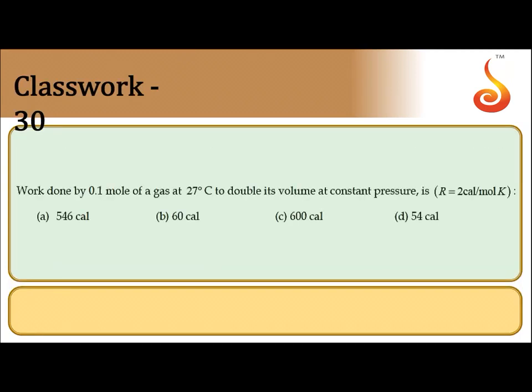Okay, we shall move on to next one. Work done by 0.1 mole of gas at 27 degrees Celsius to double its volume at constant pressure is given. R is equal to 2 calorie per mole per Kelvin. So we have to calculate it in calories. So in constant pressure, that is isobaric process, work done is P delta V. So that should be equal to P into 2V minus V. So double the volume.